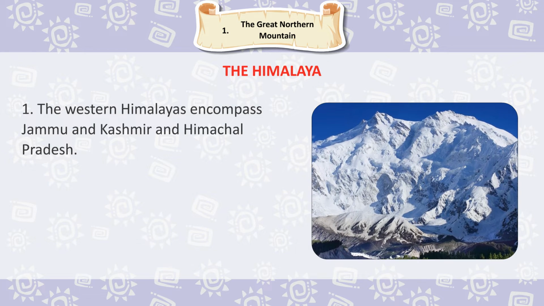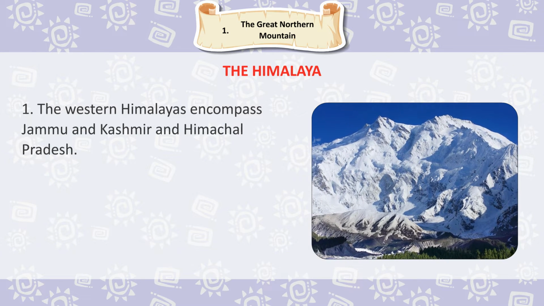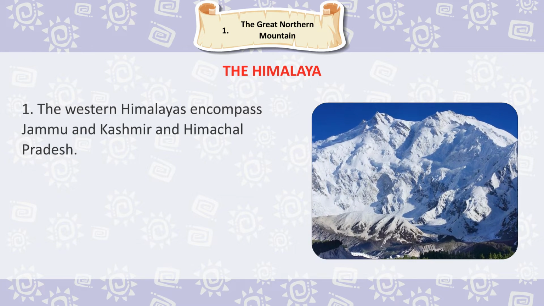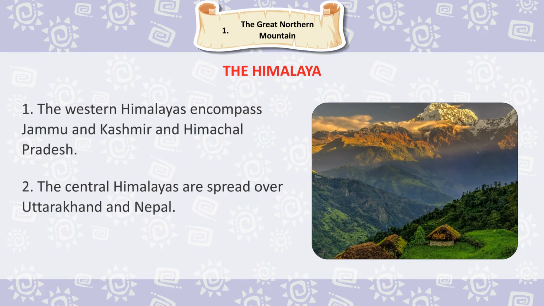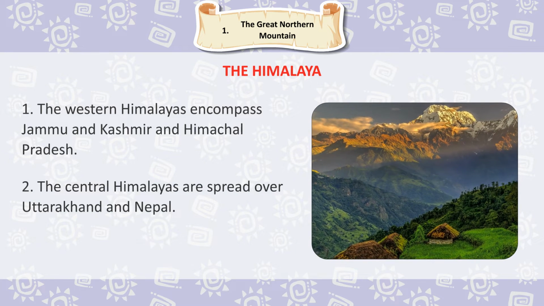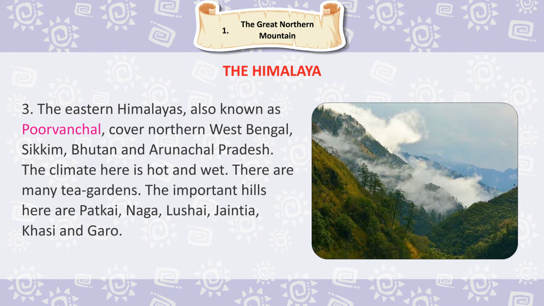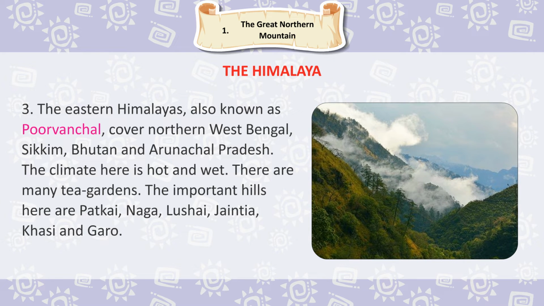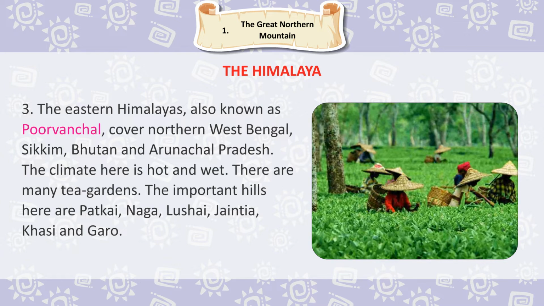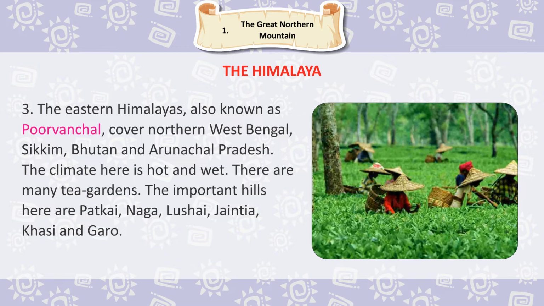1. The western Himalayas encompass Jammu and Kashmir and Himachal Pradesh. 2. The central Himalayas are spread over Uttarakhand and Nepal. 3. The eastern Himalayas, also known as Purvanchal, cover northern West Bengal, Sikkim, Bhutan, and Arunachal Pradesh.